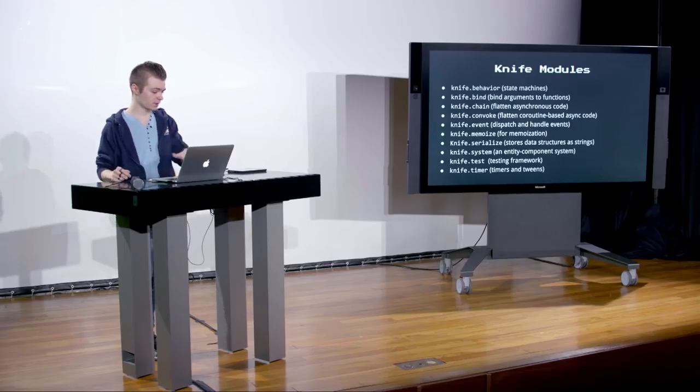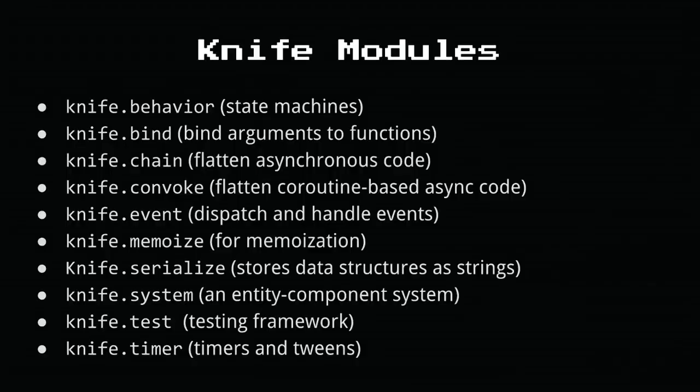It has a bunch of modules listed: behavior for state machines, which is like what we've been doing for state machines, but they have their own version of it. Knife.bind, so you can pre-bind arguments to functions. It's called currying, but you create sub-functions of other functions that have predetermined variables. Knife.chain, we'll see how that can be used coming up later. Convoke is for coroutines. We'll see coroutines in the context of Unity, but basically they're functions that can pause their state for later.